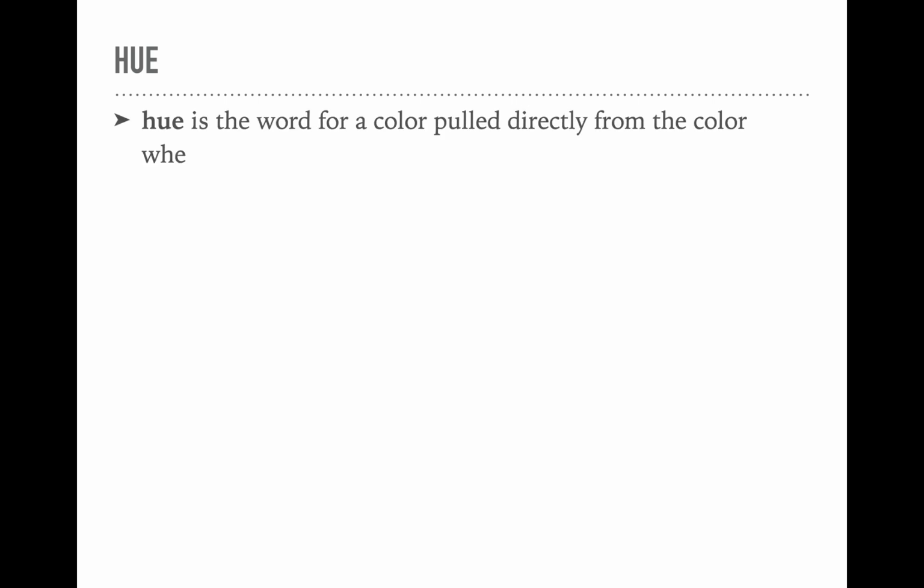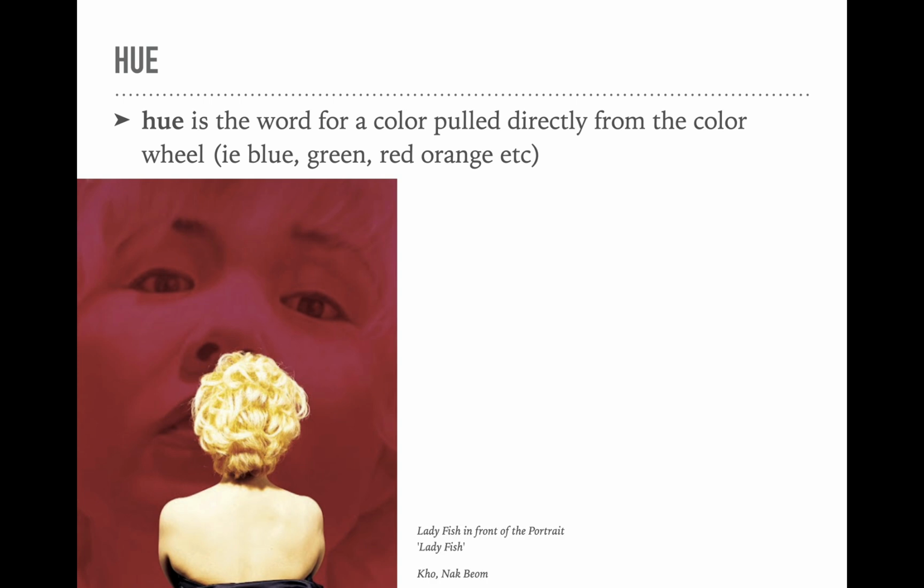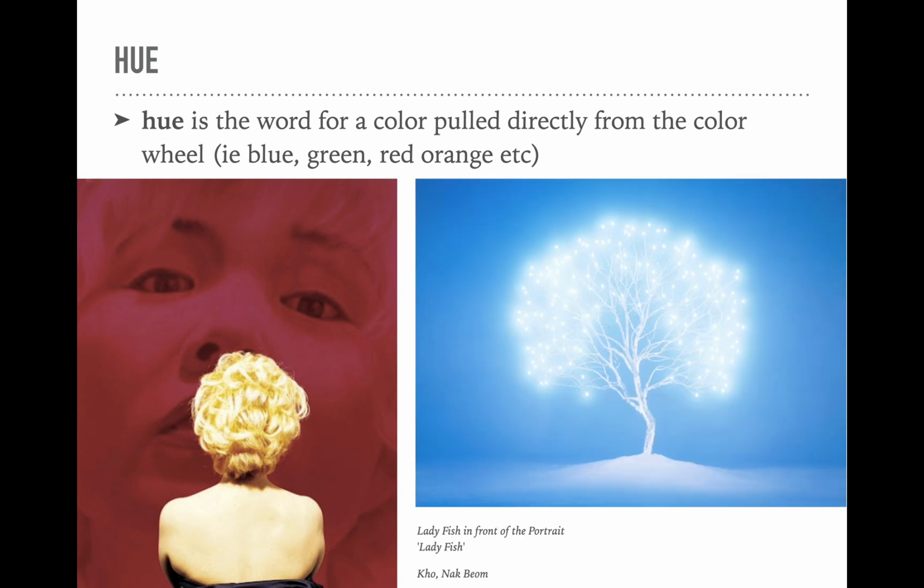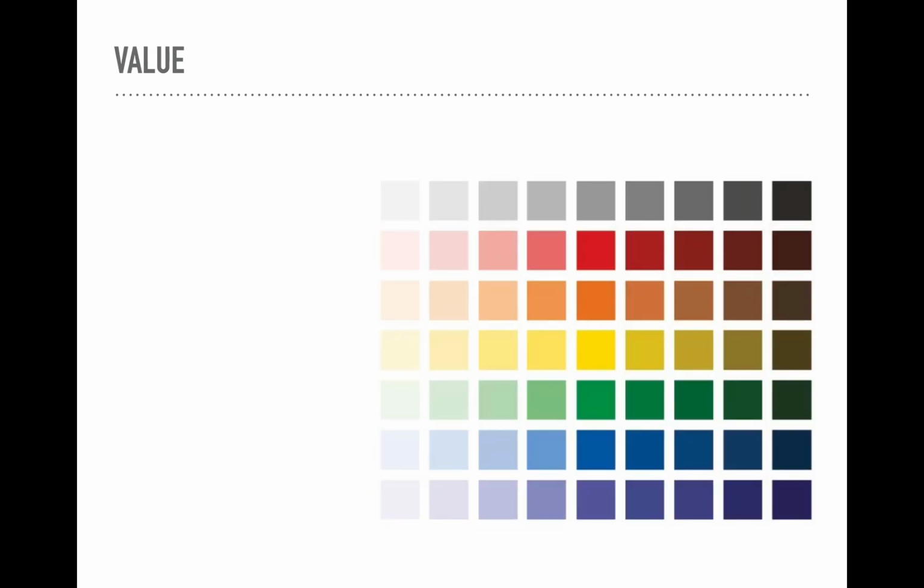In your notebook, I want you to put a little star next to your favorite hue. Mine happens to be red-orange, and I would write hue. Hue equals color. Hue has three different features. First is value. Value means the relative lightness or darkness of a hue.